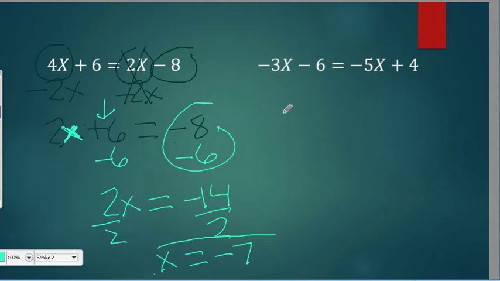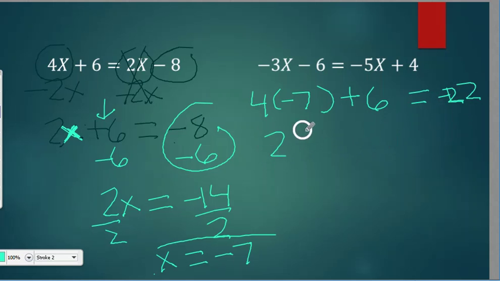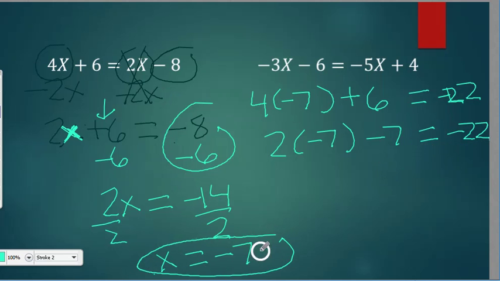And then our last step, let's check. Let's make sure that negative 7 does make the equation true. 4 times negative 7 plus 6 equals negative 22. And 2 times negative 7 minus 8 also equals negative 22. So negative 7 does make a true statement.